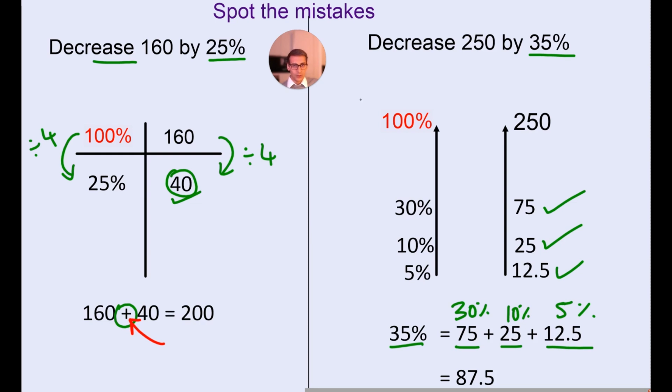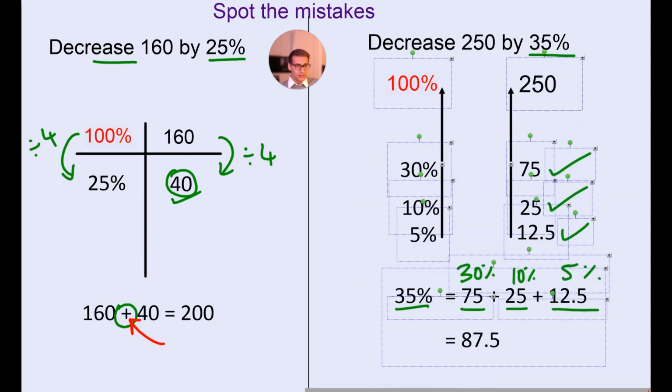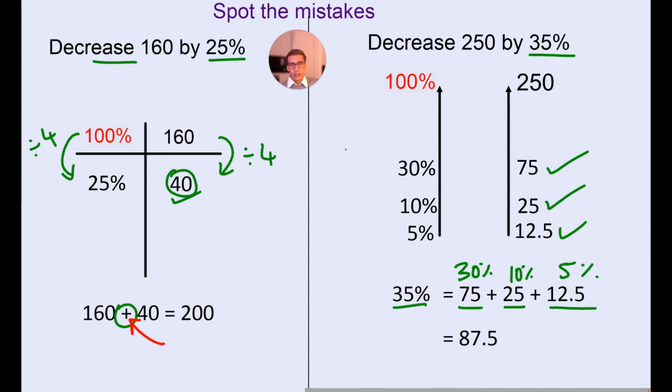And the second thing they've done wrong here is they should have taken these two numbers away from 250. So if you do 250, take away 75, take away 12.5, you are going to get 162.5. So that should have been the correct answer.